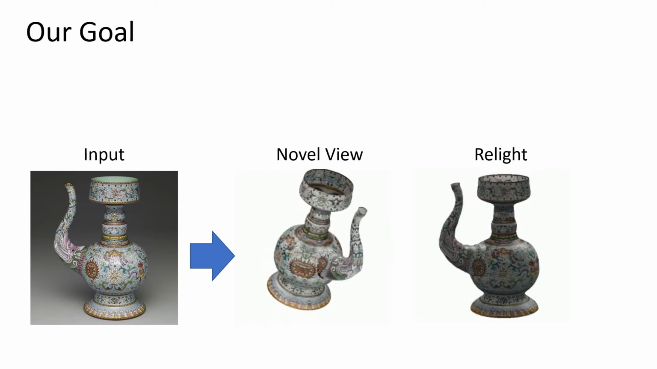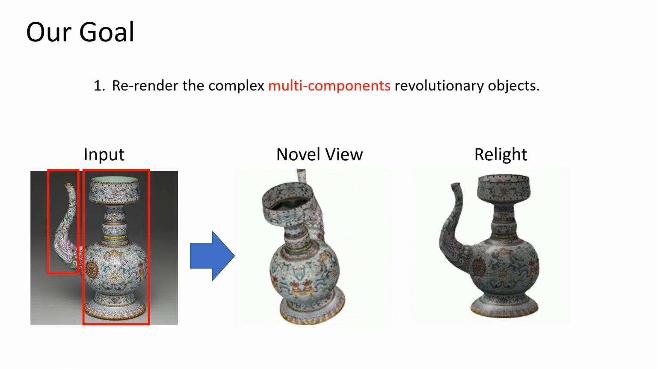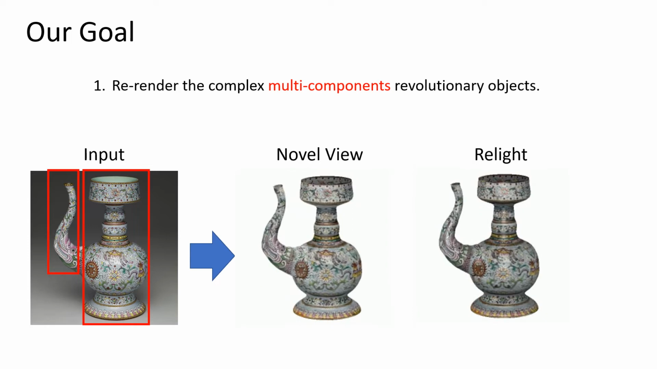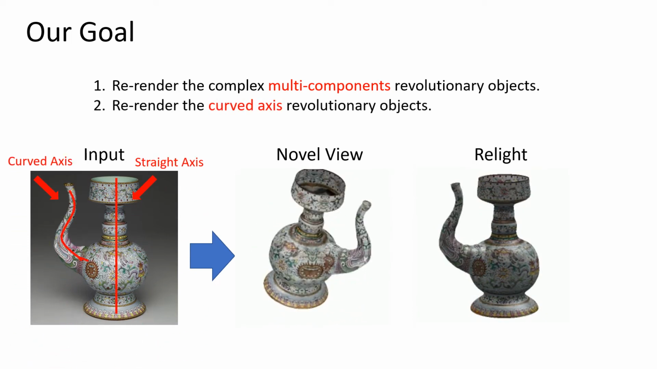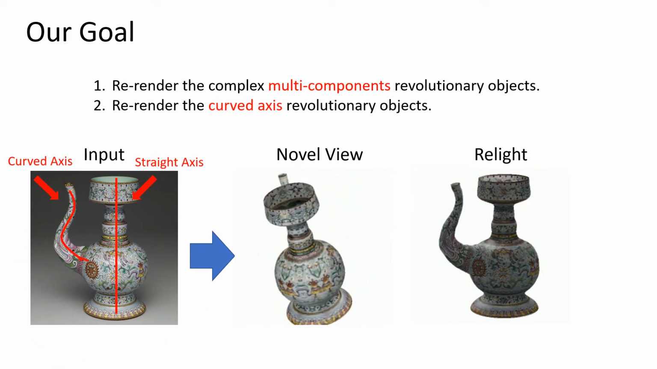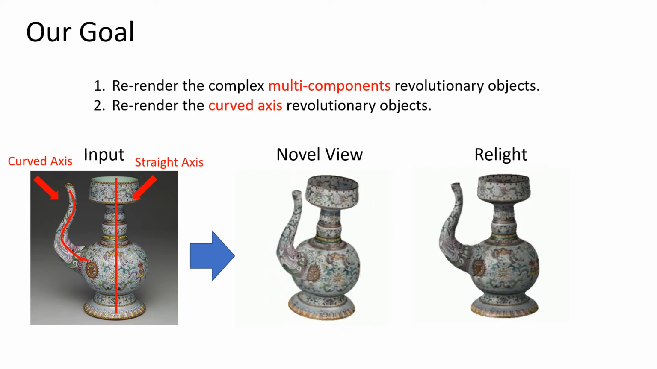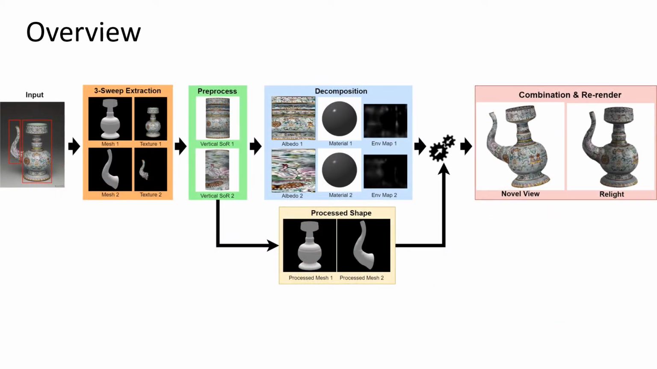We have two main goals. First, re-render the multi-component revolutionary object. Second, re-render the curved-axis revolutionary object. Next, we will introduce our system overview.